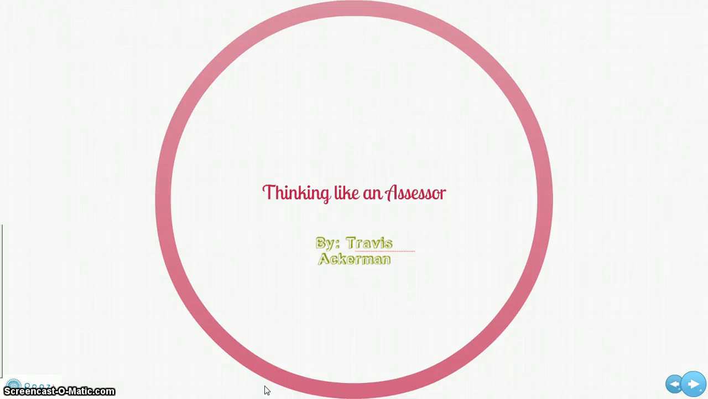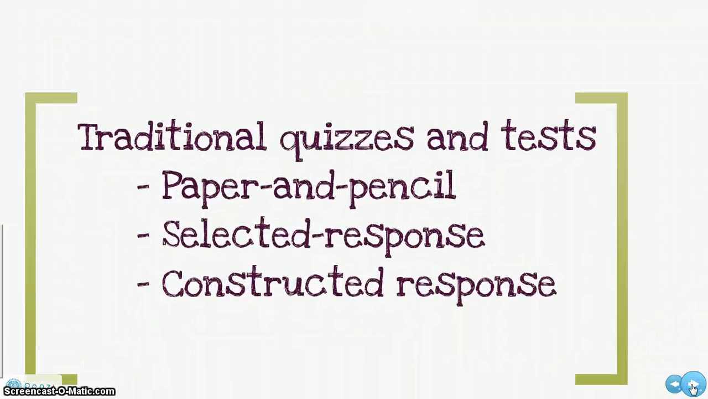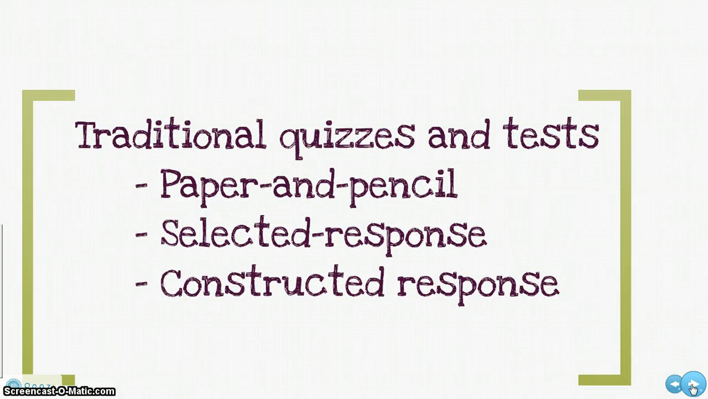In Chapter 7 of Understanding by Design, Thinking Like an Assessor, the question that is asked most is what evidence can show that students have achieved the desired results? And one aspect of that chapter that I found most important is the assessment methods. It took a look at traditional formal assessments such as quizzes and tests, paper, pencil, selected responses, and constructed responses.